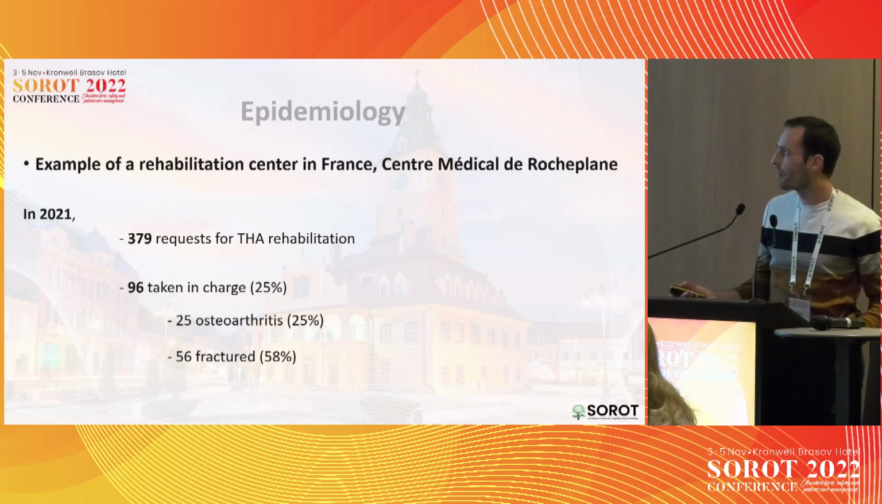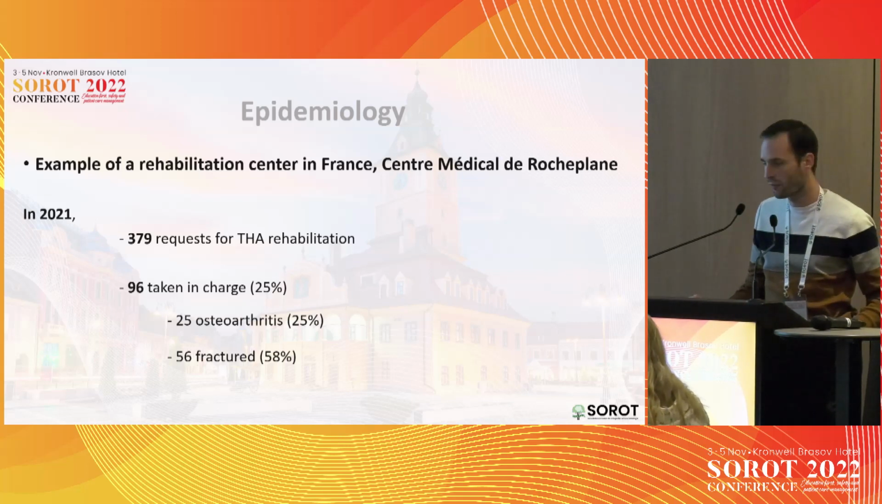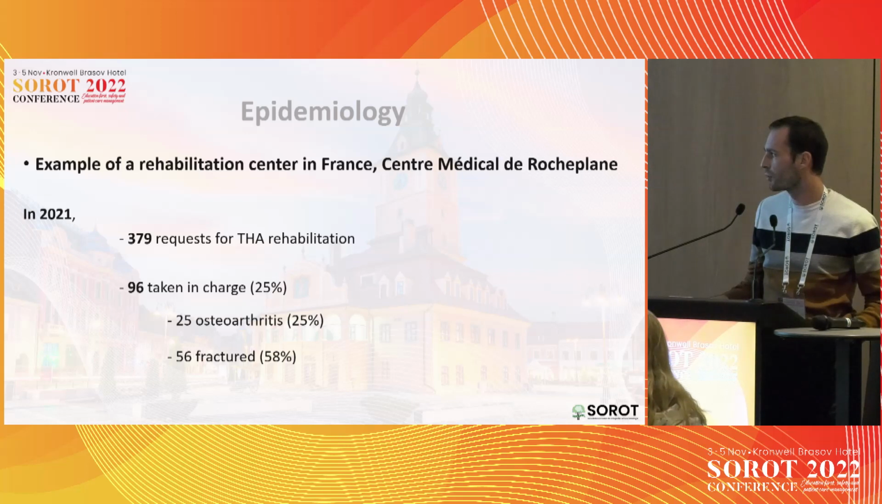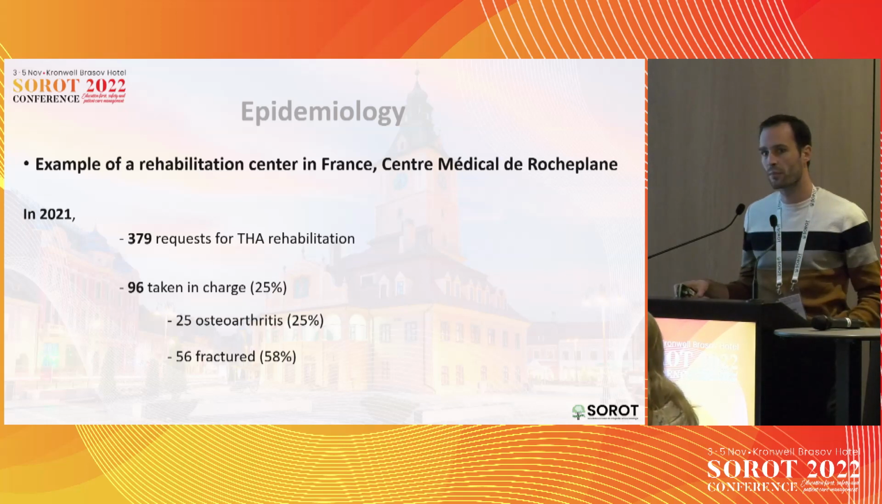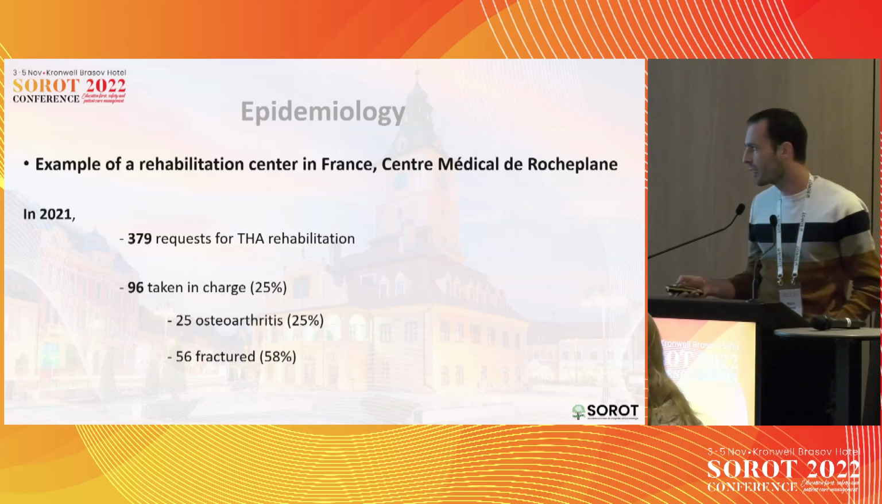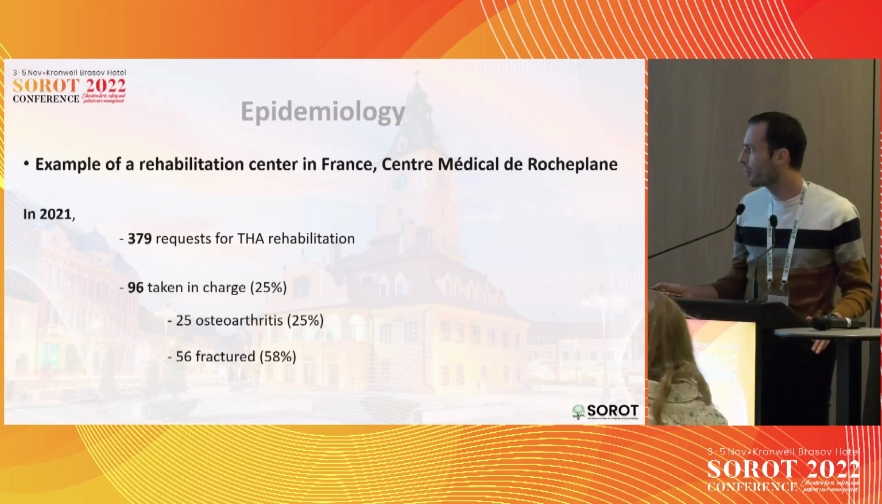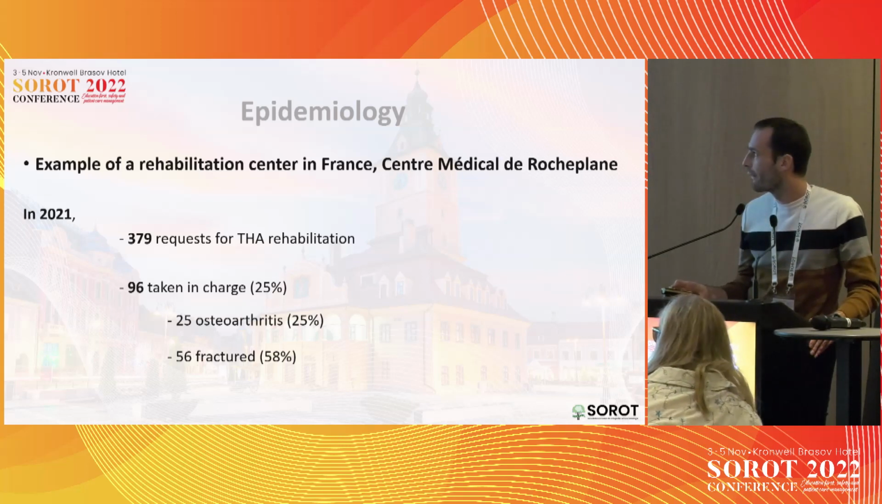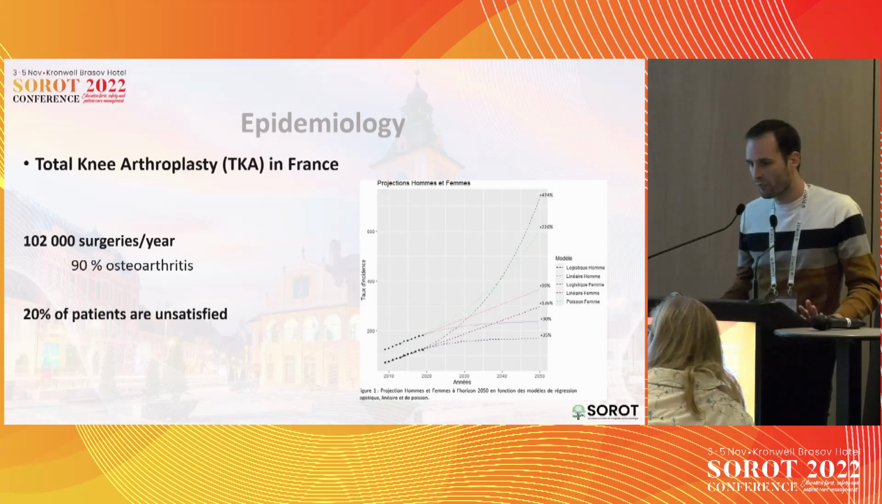in 2021, we had just 379 requests for rehabilitation for THA, and of these requests, we only took 96 people. And of the 96 people, 56 were due to a fracture and 25 due to osteoarthritis. So we have a difference between the increase in the number of surgeries and the few people in rehabilitation. We will see later why we have a difference between the cause of rehabilitation, fracture, and the cause of surgery.